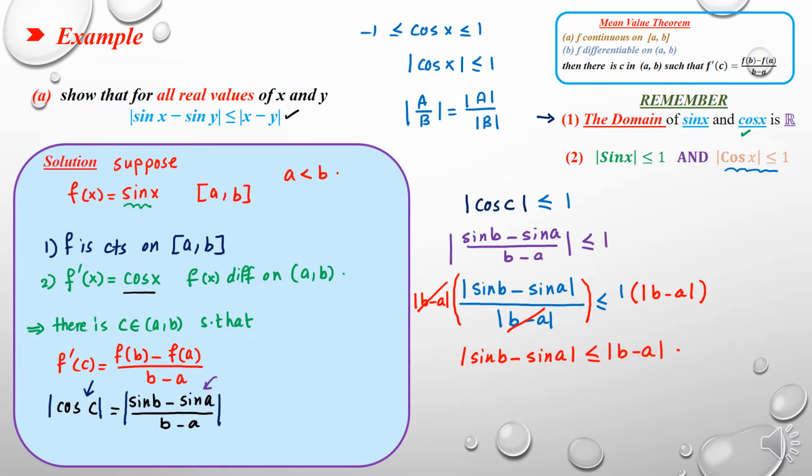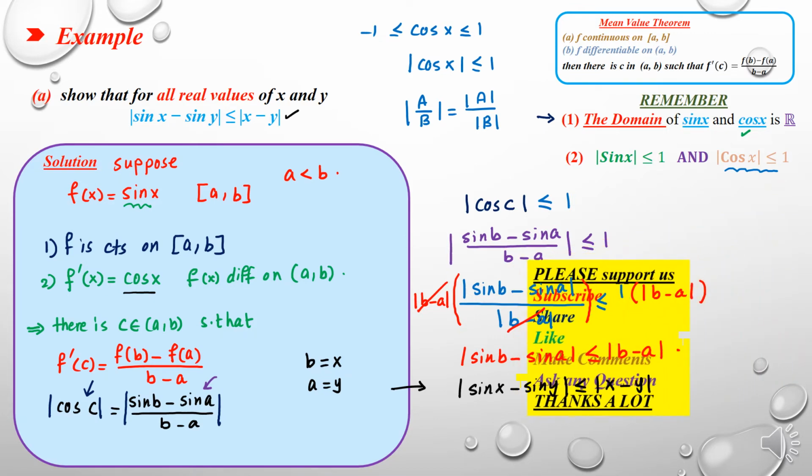Now change the variables and let b equal x and a equal y. You will get the absolute value of sine x minus sine y less than or equal to the absolute value of x minus y. And this is what we want to prove.